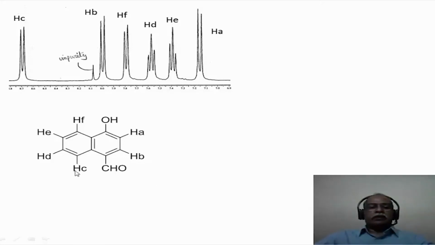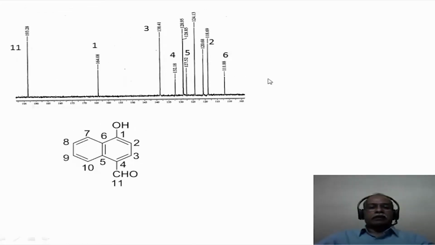Finally, we are left with HC and HF, which have only one ortho coupling partner. HE and HF will couple with each other, so they appear as just doublets. HC comes at the highest delta value in the NMR spectrum, because of the peri effect. So essentially this structure satisfies the multiplicities that one observes in the NMR spectrum, and hence this probably is the correct structure.